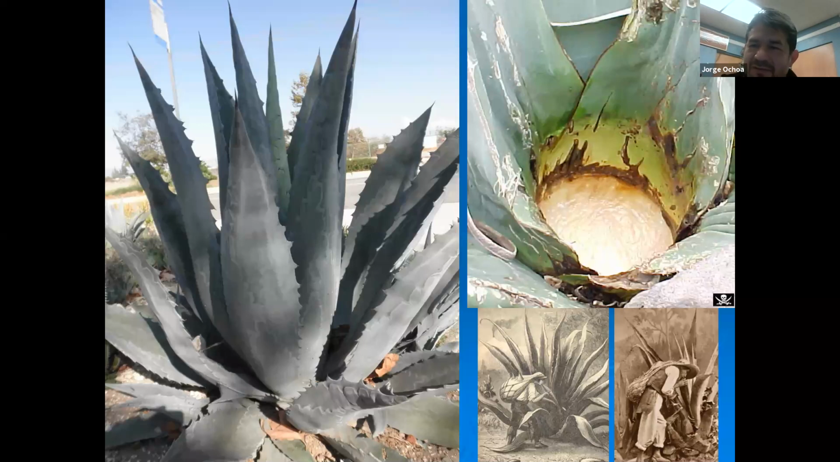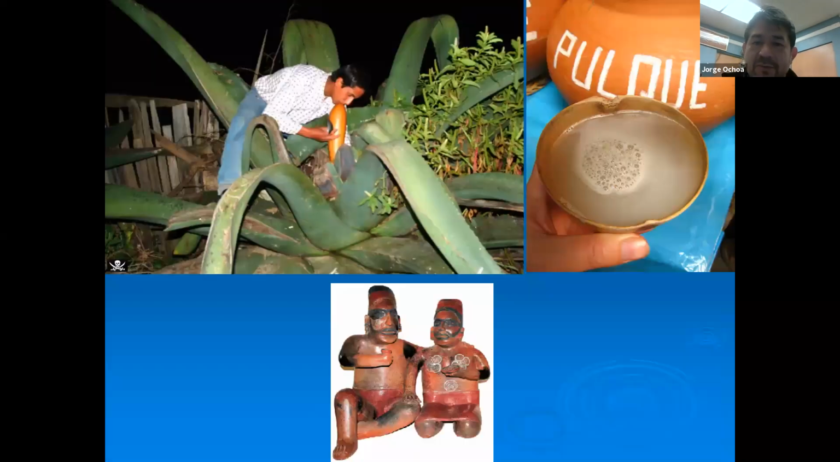And so it was very early on when they discovered that they could make an alcoholic beverage by fermenting some of the liquid from the agaves. And eventually they made what is known as pulque. Pulque is the more traditional fermented drink that came out of agave, and it has been used by the indigenous people in Central and South America for many, many years.